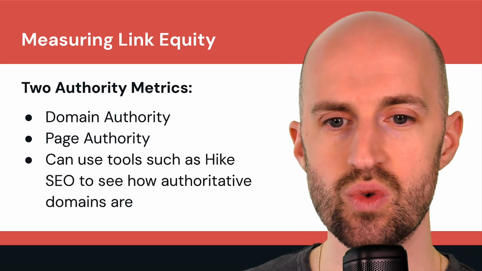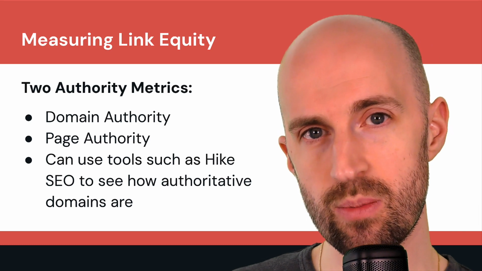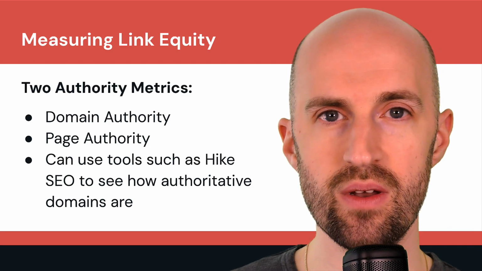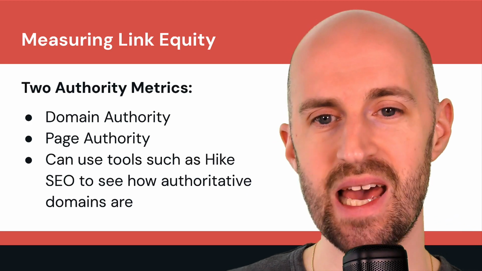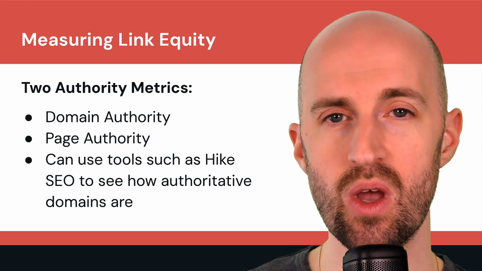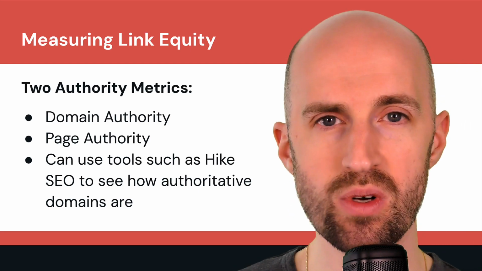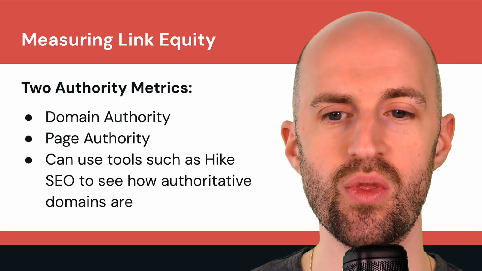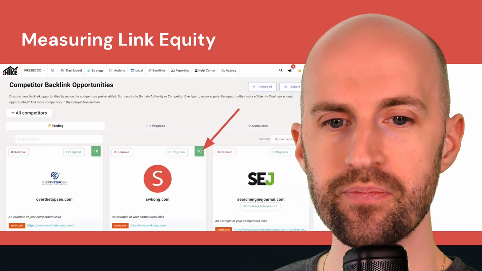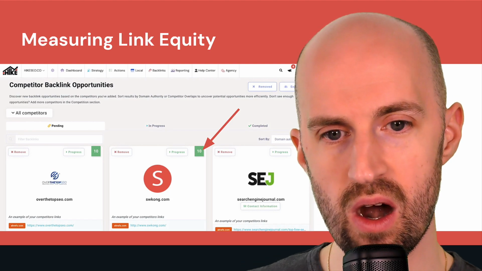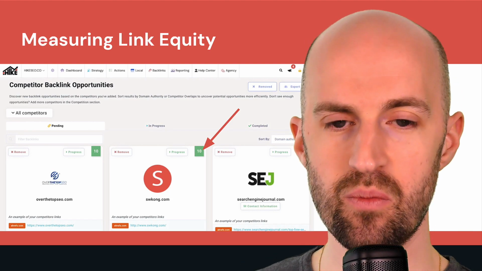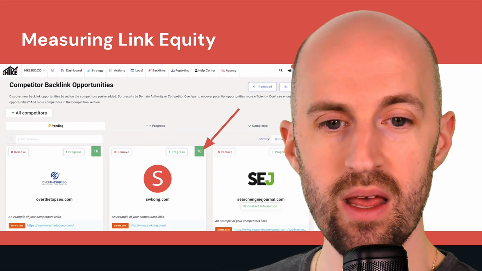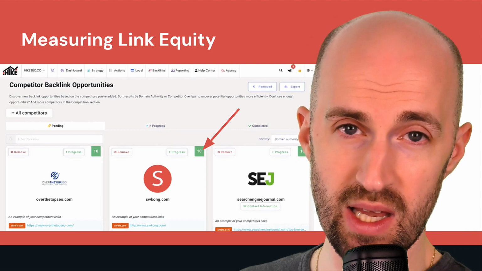So you can also use tools such as Hike SEO, as I mentioned previously. You saw, we use a slightly different scoring system from 1 to 10, whereas domain authority and page authority go from 1 to 100. So it's a bit more simple, easier to look at for beginners. So you can see how authoritative domains are. Here I'm just pointing out where they are. That number right there goes from 1 to 10 in Hike, and the higher the number, the more authority of that domain. So that's the ones you want to link from.